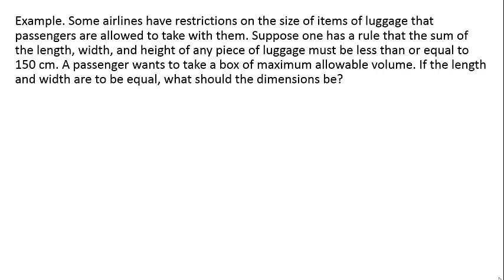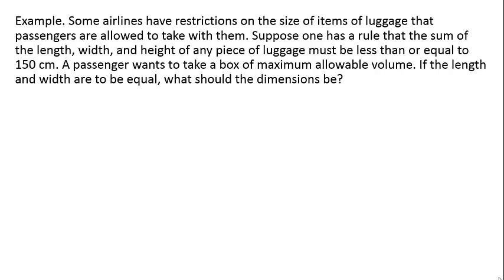Some airlines have restrictions on the size of items of luggage that passengers are allowed to take with them. Suppose one has a rule that the sum of the length, width, and height of any piece of luggage must be less than or equal to 150 centimeters. A passenger wants to take a box of maximum allowable volume. If the length and width are to be equal, what should the dimensions be?